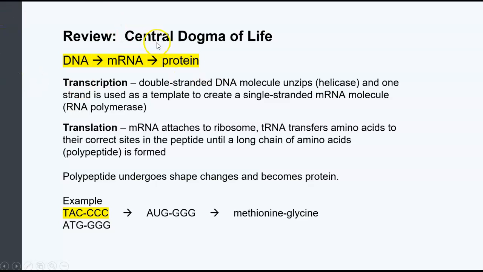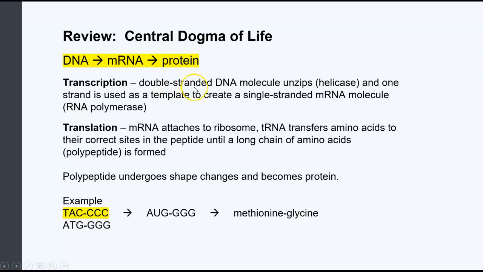This is a review. Transcription is the first part of the central dogma of life. We learned this back in Bio 111, that when DNA makes a copy of one of its strands into messenger RNA, that messenger RNA will code for a protein. And that part, when the messenger RNA codes for the protein, is translation. I have definitions here just to remind you, and I'm going to read them, even though I know you can read. Sometimes it's helpful to hear it.